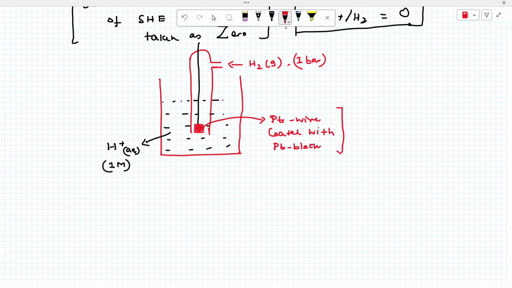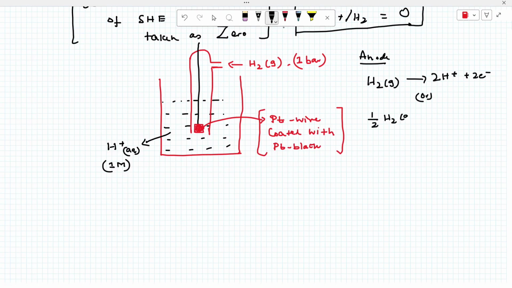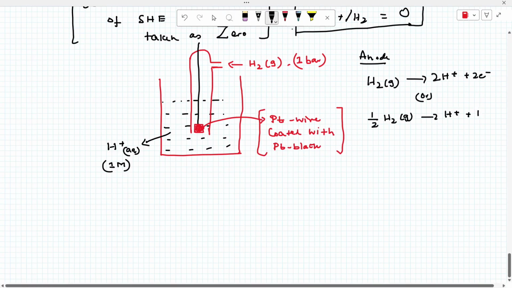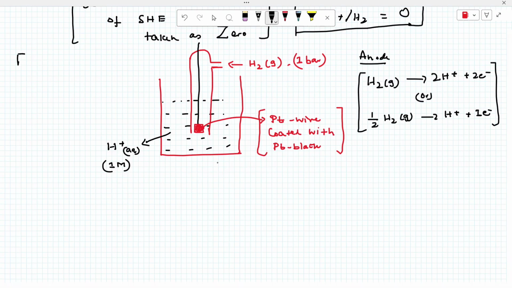I told you, the SHE can act as both anode and cathode. Now see the anode reaction. H2 gas gives 2H plus and 2 electrons. Or we can also write it very simply: H2 gas gives H plus and 1 electron. Both are correct. From this, what we are going to learn now is the cell potential, E cell value.